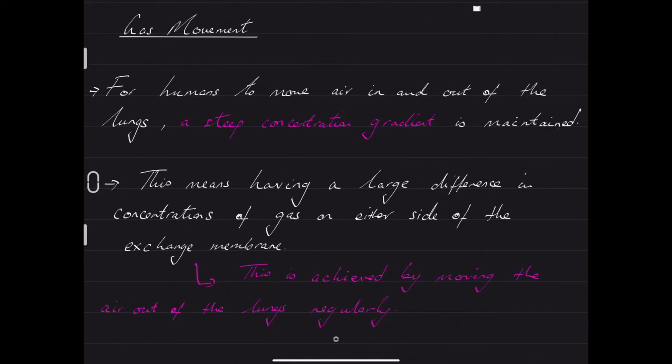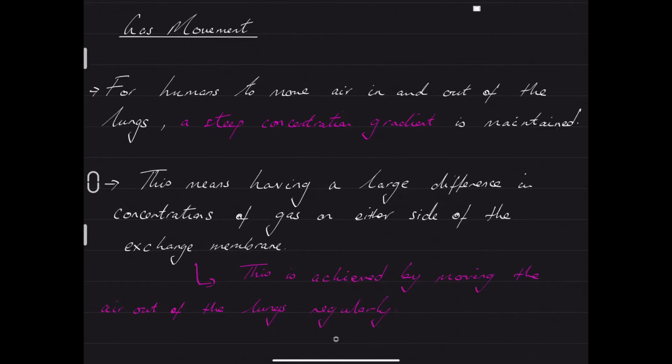So we maintain a steep concentration gradient, and if we look at it in an overall picture, it's done by moving the air in and out of the lungs regularly, i.e. breathing in and breathing out. So can we just put the subheading gas movement, and can you just summarize, take these 3 summary points down, please?